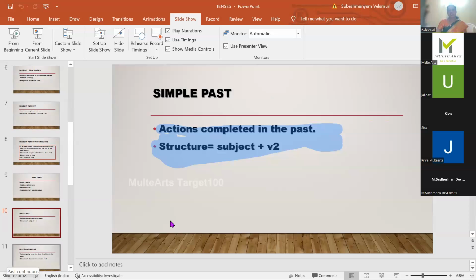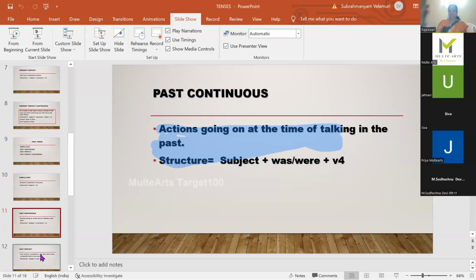So the structure is subject plus V2. V2 is the verb in the past tense. I watched a movie yesterday. How will you identify the difference between simple present and simple past? There will be a time mentioned. Yesterday, day before yesterday, yesterday night. When the time is mentioned, it is understood to be in the past. I wrote a letter yesterday. Yesterday evening, I wrote a letter. In such cases, we use simple past.